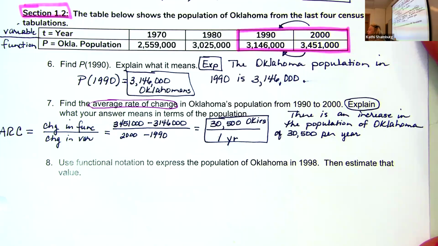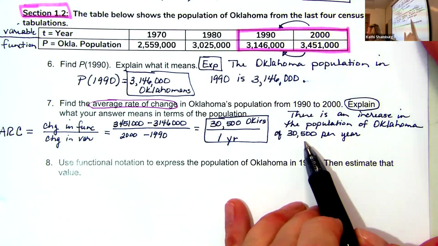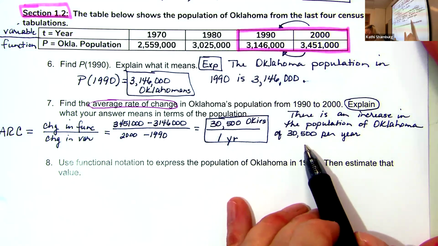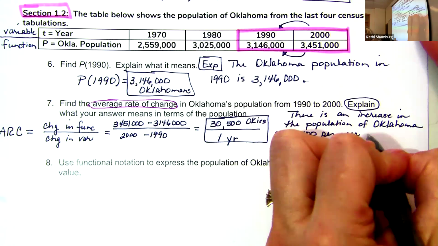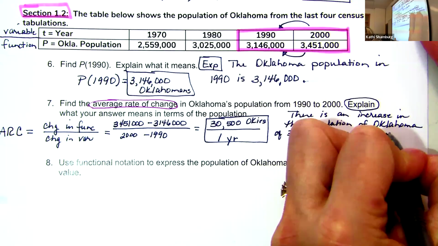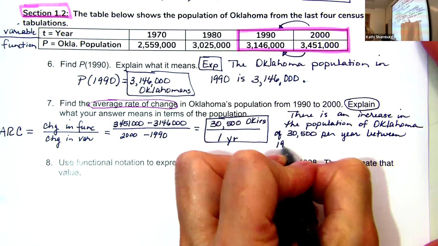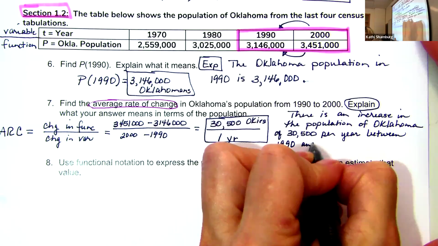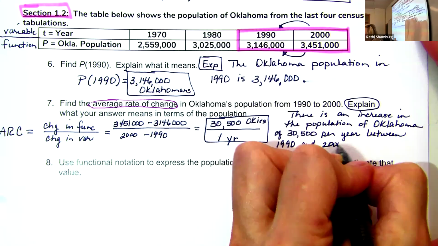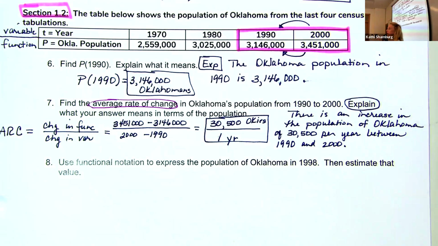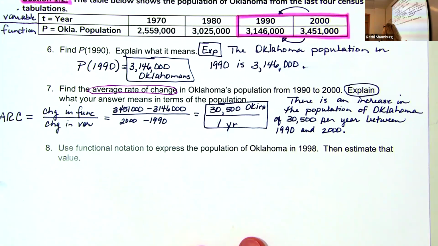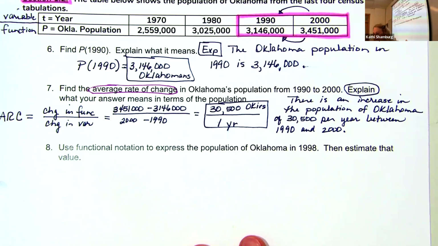Does that mean it's always this amount per year? That only occurred when? Between 1990 and 2000. If you chose another decade, 1990 to 1980, it could have a different rate of change. So we have to be specific.